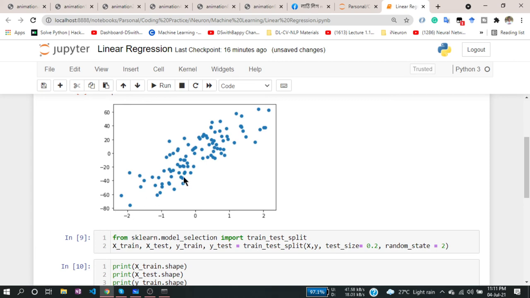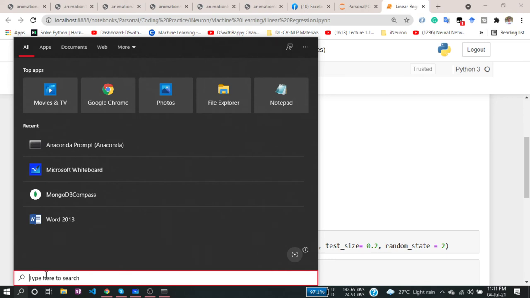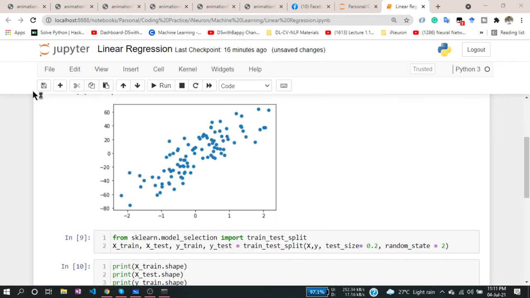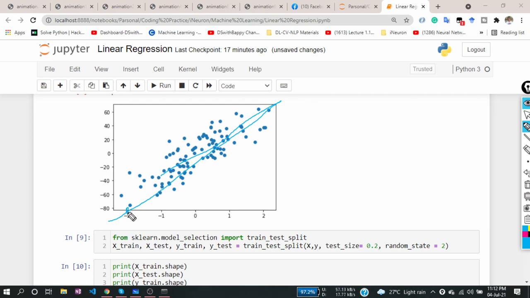If you try to draw, let me open my pen. Epic Pen. You have installed some pen also? Sometimes I need that. Suppose this is the best fit line, right? So where is it intersecting? At -2. Yes, right? So that's why I'm getting -2.